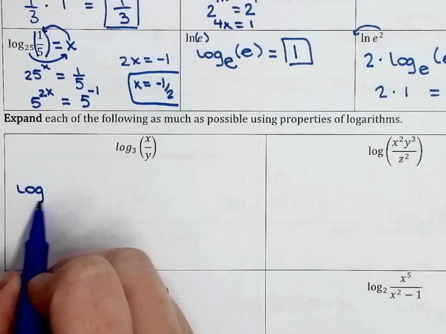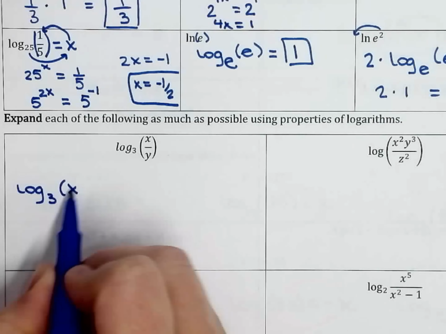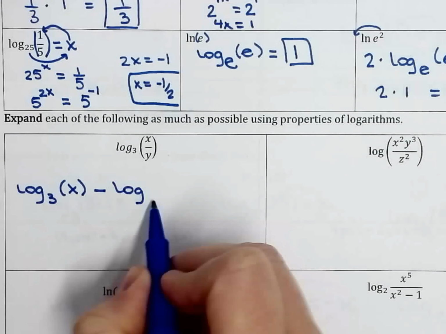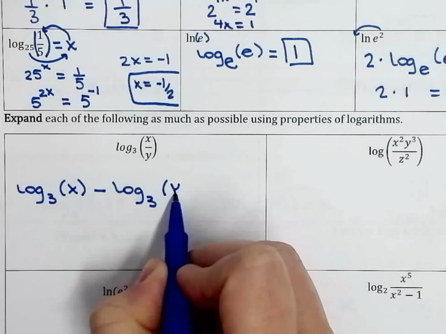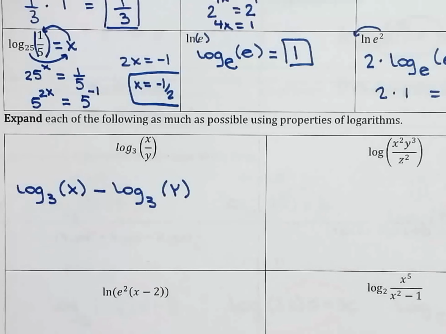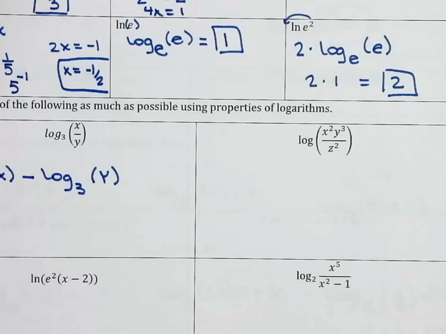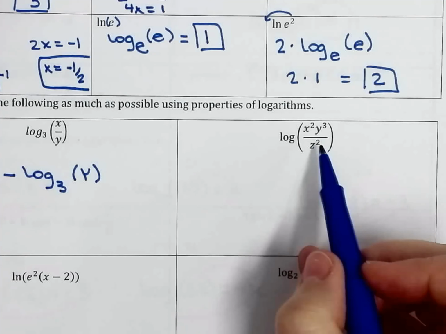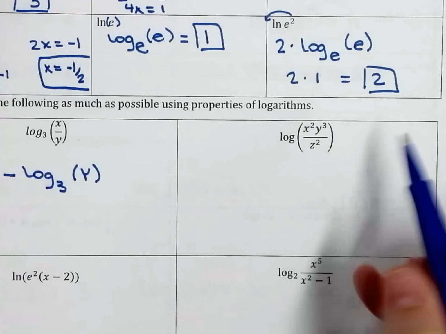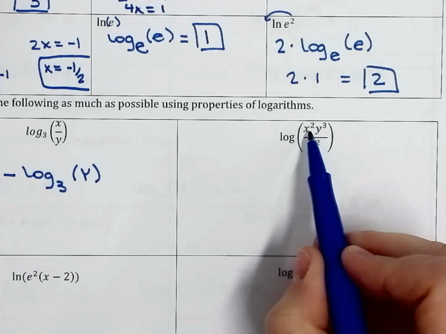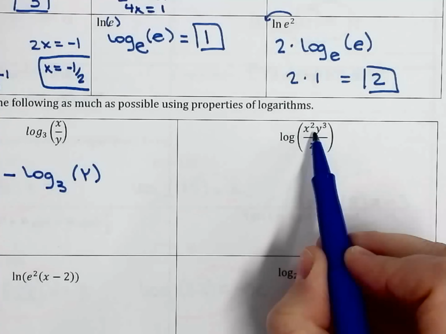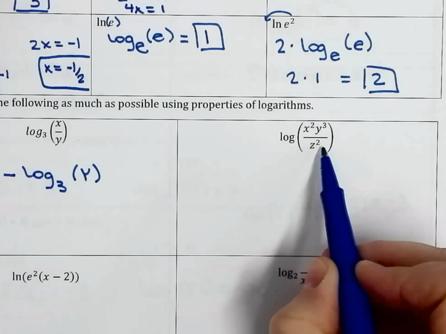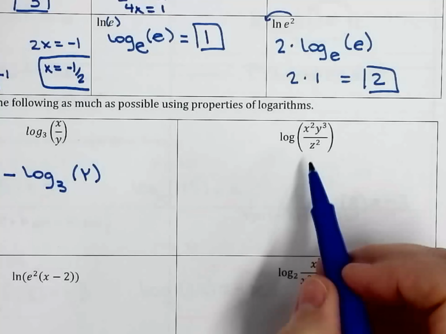So log base 3 of x minus, because you're dividing, log base 3 of y. That's all you're doing. Now the next one, you're going to have to do a whole bunch of things. We're going to go a couple steps here. So here I see you're multiplying x squared times y cubed and also dividing by z squared. So I'm going to do that first.